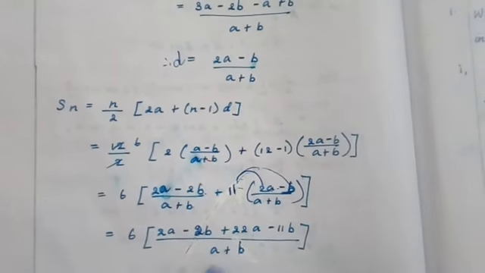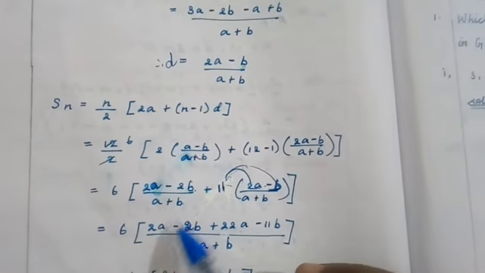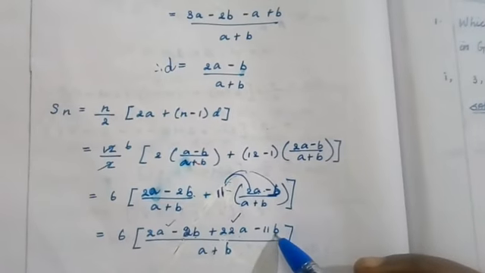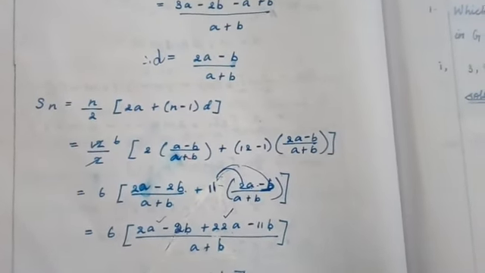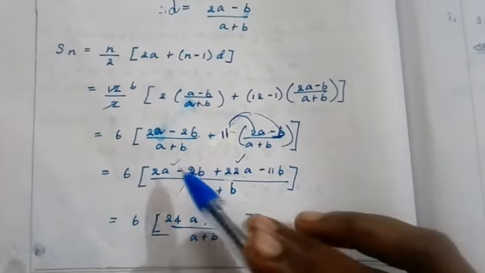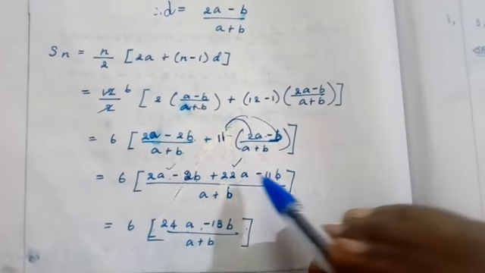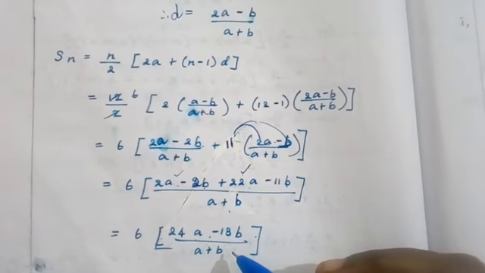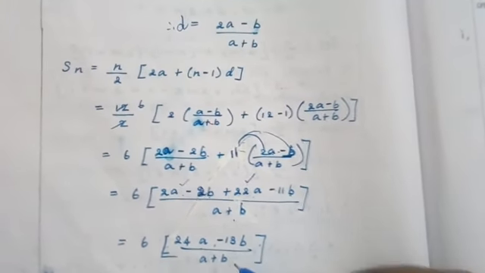So now 6 into, you have to add these two, that is 24a, and minus 11 minus 2 is minus 13b, by a plus b. So these two you have to add, by a plus b. That is equal to 6 into 24a minus 13b by a plus b.